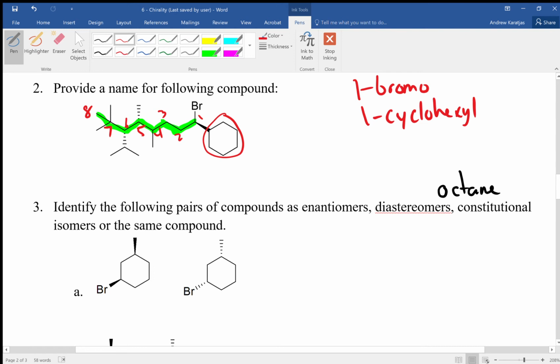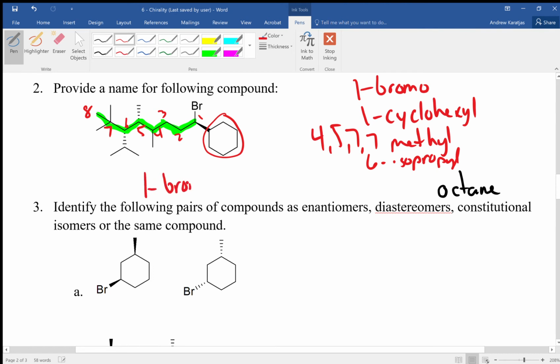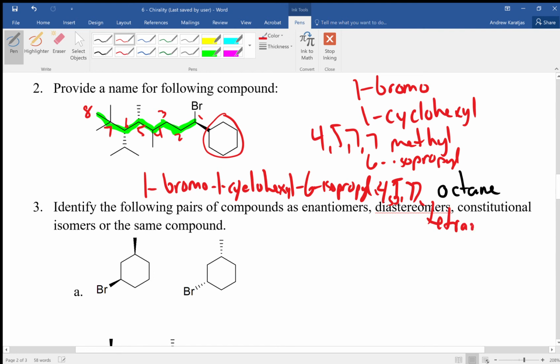Then we've got a bunch of methyl groups. There's methyls at 4, 5, and 2 of them at 7. And 6 has an isopropyl. So now we just put them in alphabetical order. 1 bromo, 1 cyclohexyl, 6 isopropyl, and I'm going to run out of room here. 4, 5, 7, 7 tetramethyl octane.